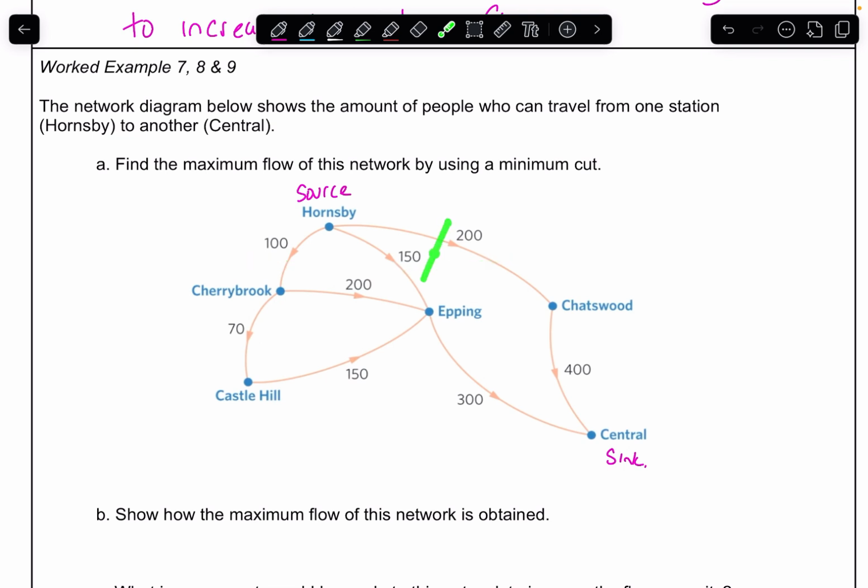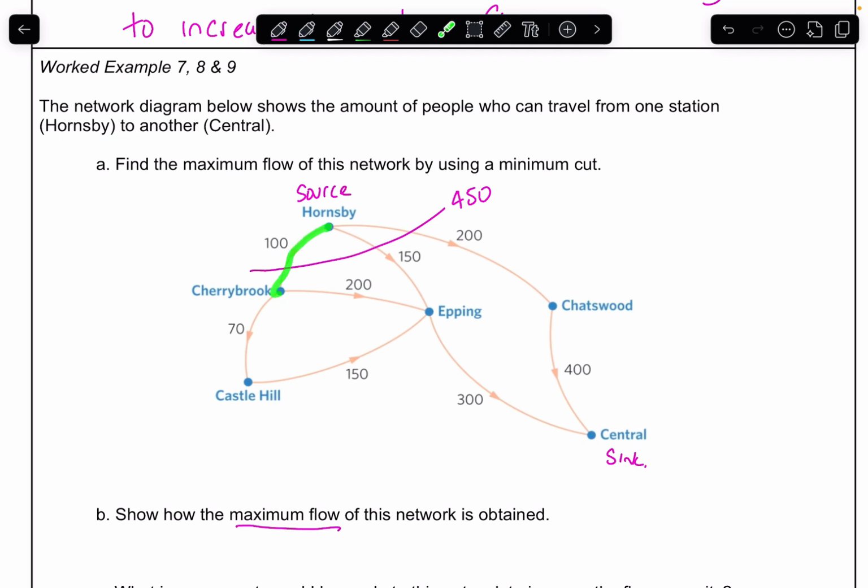If I go that way, it's too much. If I go that way, it's 500. That's still more than 450. So I'm thinking it's going to be through here. So if I put that one in, let me just put it there and then we'll double check it. It asks us to do a maximum flow next anyway. So let's do a maximum flow and see what happens.